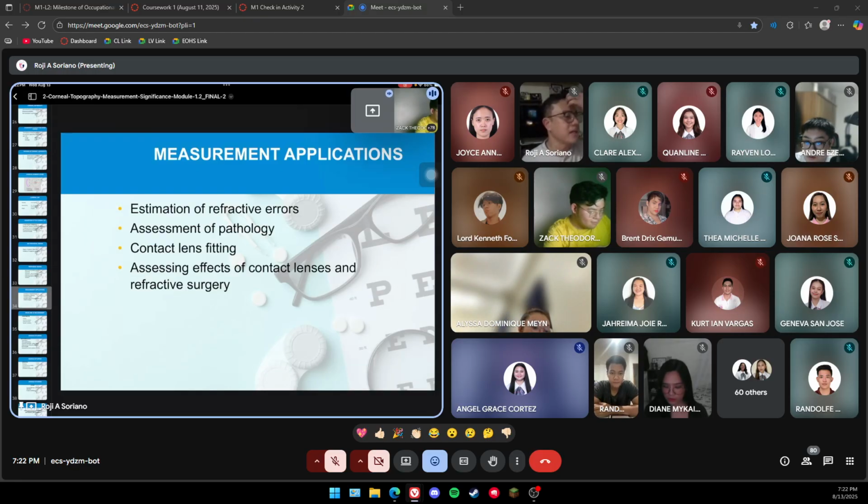So another thing here is assessment of pathology. Of course, when you see any pathology, any abnormality, any deviation from the norm, we can simply say, I know that there's an ectasia. Why? Because I measured. How would you know that there's ectasia if you didn't measure, right? How would you know that Zach is so handsome if you did not turn on your camera? Am I right? Does that make sense? See, Anissa said yes, right?